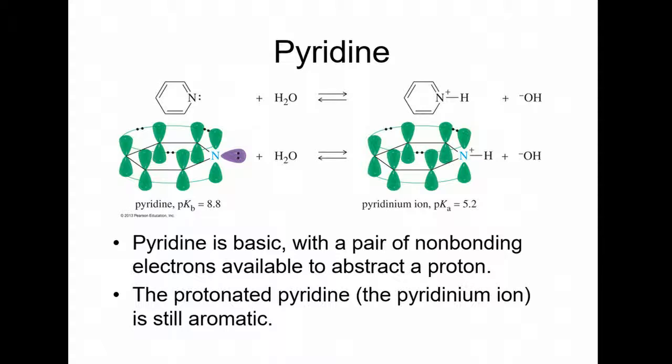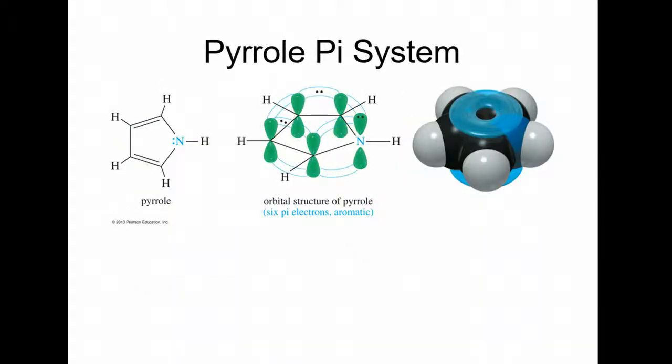The protonated pyridine, or the pyridinium ion, is still an aromatic compound because you haven't done anything to those 6 pi electrons. Pyrrole. Here's the difference. Notice pyrrole has a hydrogen that's coming out of the plane, and it's got a lone pair now. So this lone pair of electrons is actually in the pi system. Notice in this picture right here, yes, it is sp3 hybridized. So notice we talked about how you can't have a carbon that's sp3.